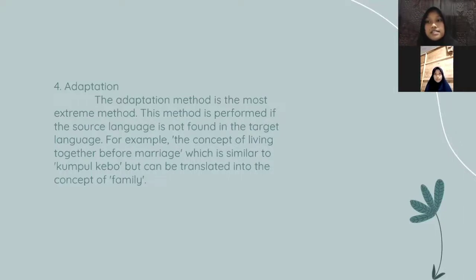And the last, there is adaptation. The adaptation method is the most extreme method. This method is performed if the source language concept is not found in the target language. For example, the concept of living together before marriage, which is similar to kumpul kebo, but can be translated into the concept of family.